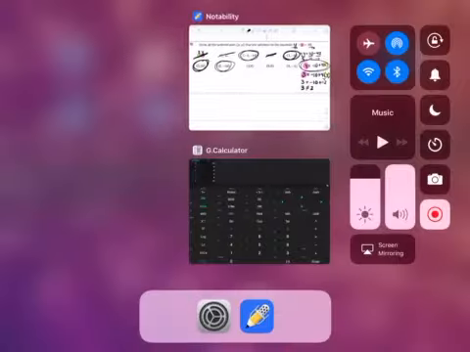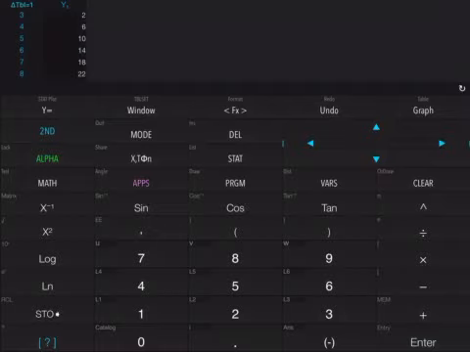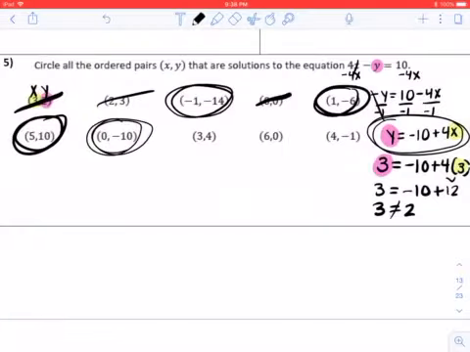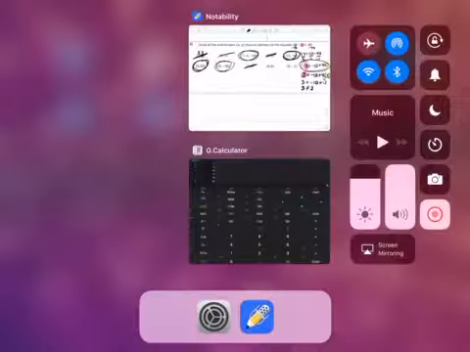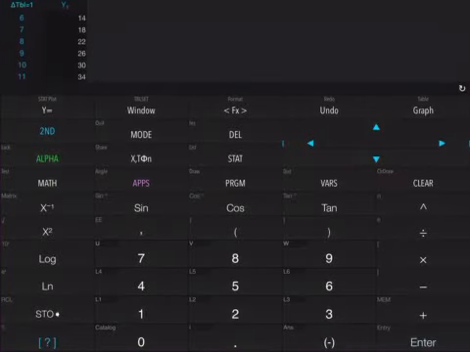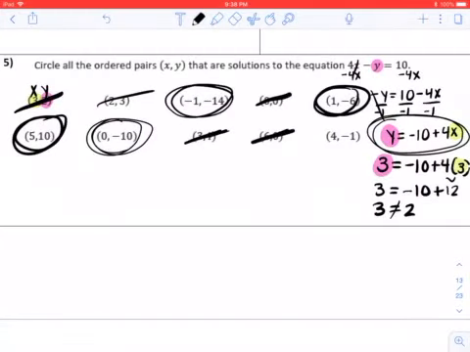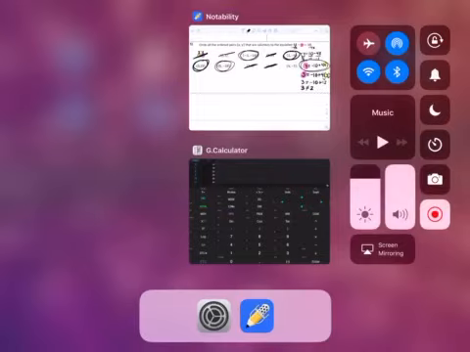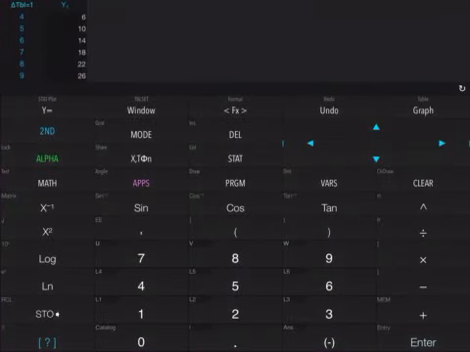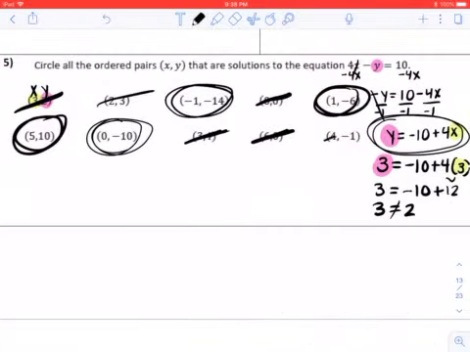3, 4. I have 3, 2, so that gets crossed off. 6, 0. I have 6, 14, so that gets crossed off. And then finally 4, negative 1. I have 4, 6, so that gets crossed off. So clearly doing it the calculator way is way, way faster than when I showed you how to do it by hand over here.